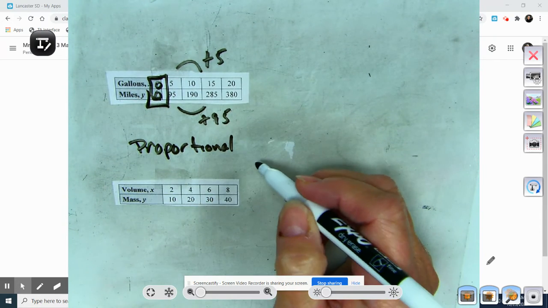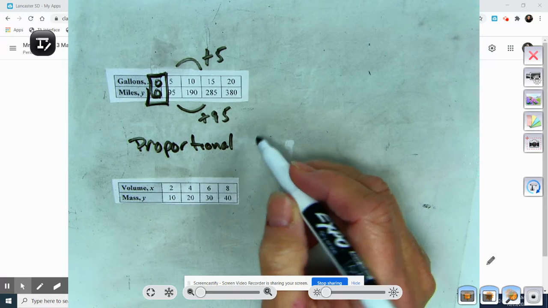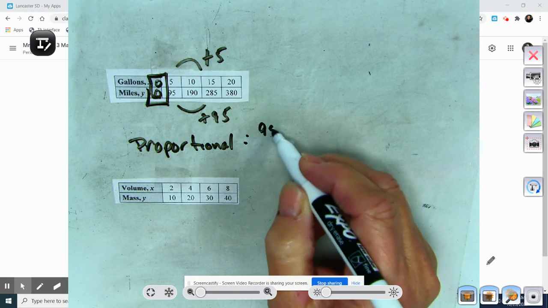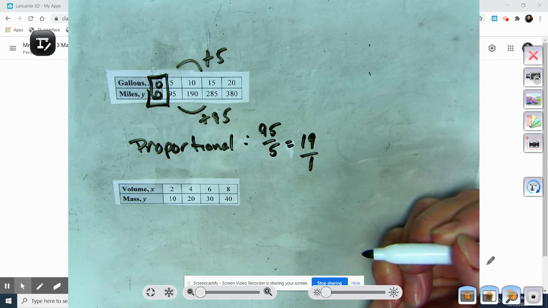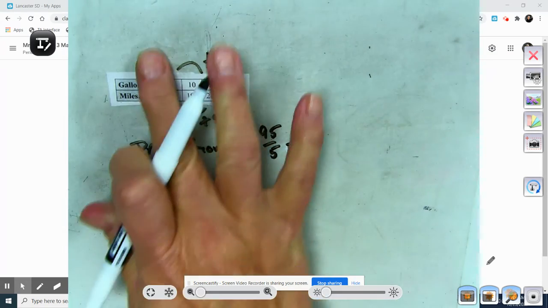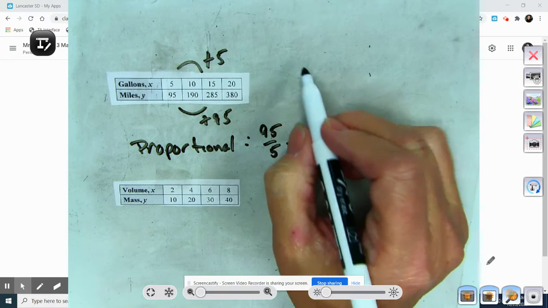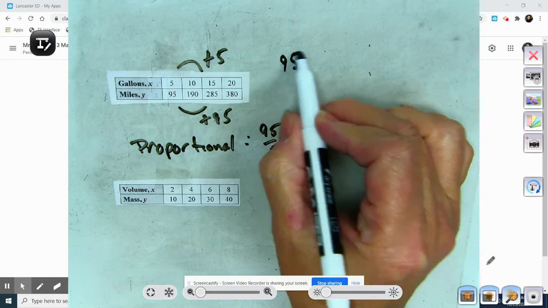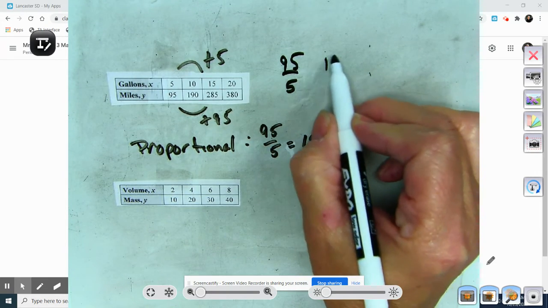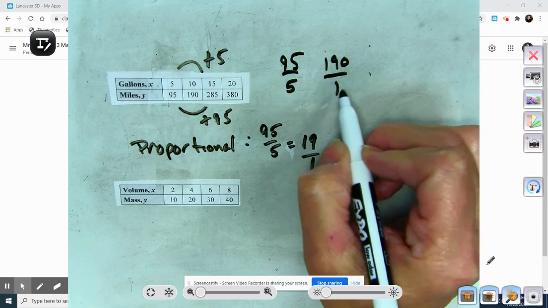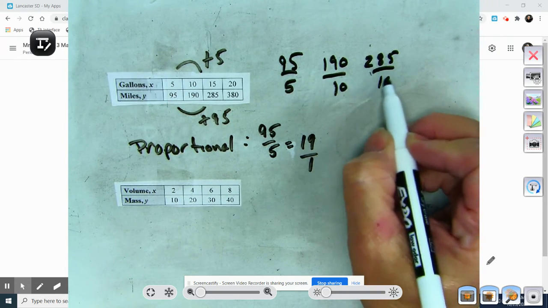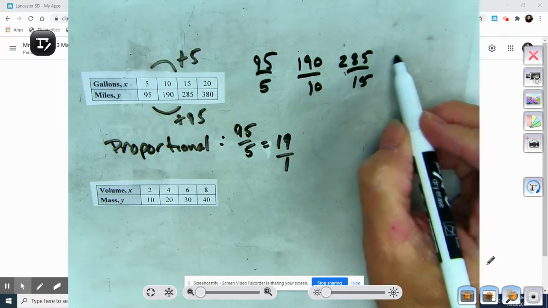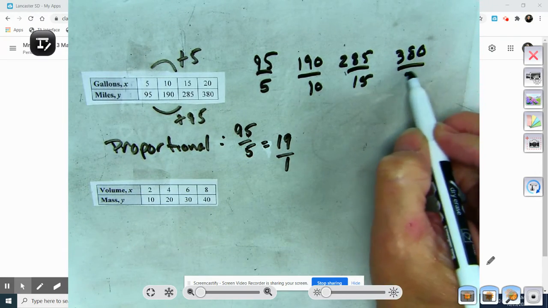And the constant of proportionality would be 95 over 5, which would be 19 over 1. Okay, you don't want to do that? Go back to the original thing we said. 95 divided by 5. 190 divided by 10. 285 divided by 15. And 380 divided by 20.